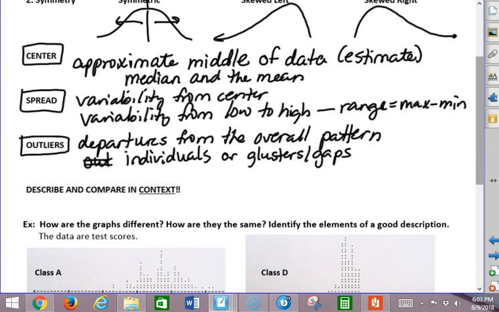You want to give the specific location. So if you're saying there's an outlier in the data, you don't want to just say that. You want to say there was one particular golf score that was extremely high at about 126 strokes.